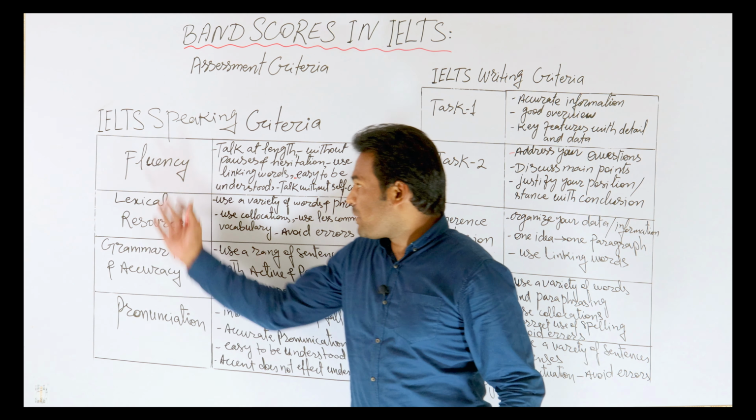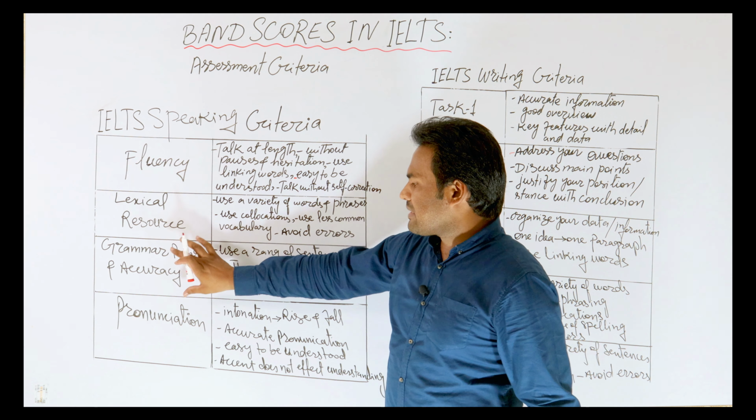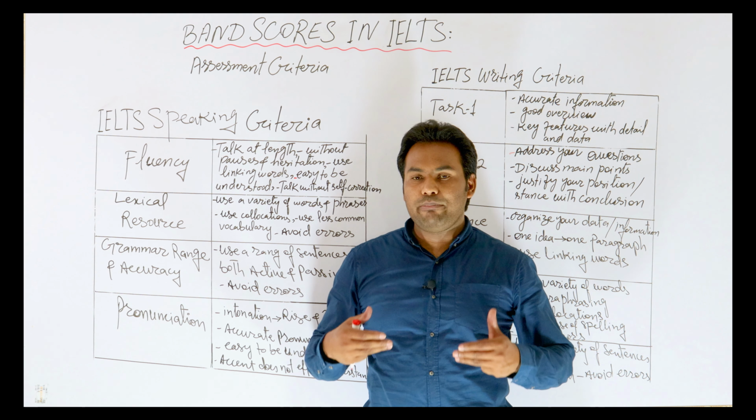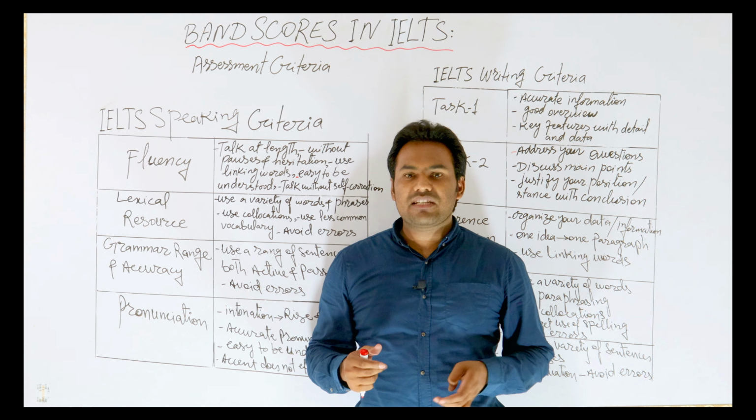And when we talk about speaking, on the basis of fluency, lexical resource, grammar and pronunciation, you are judged in the test. This is the criteria of band scores. Your score is judged on the basis of fluency, lexical resource, grammatical range and pronunciation. So I hope you people have understood the assessment criteria in band scores of IELTS. So let us move towards the final calculation in the IELTS test.